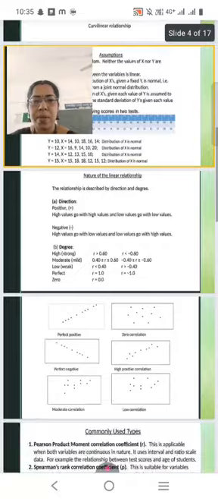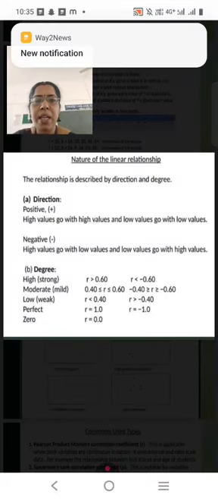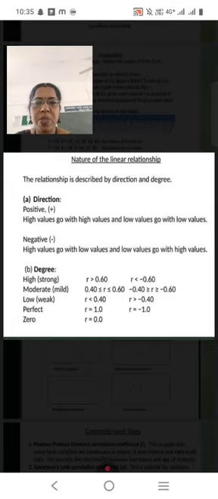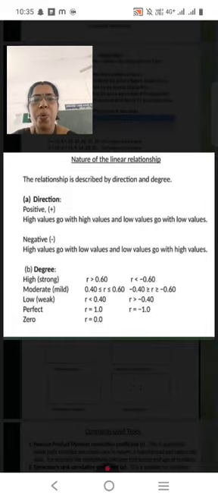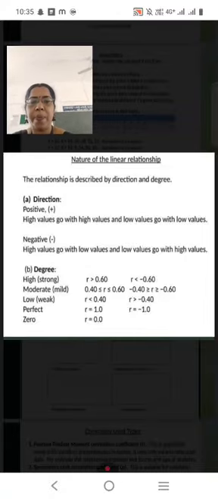Next, nature of the linear relationship. The linear relationship is described by direction and degree. The first one is positive. High values go with high values and low values go with low values. Negative: high values go with low values and low values go with high values. That means positive is the same growth, the same increase or same decrease, but negative is high to low and low to high.